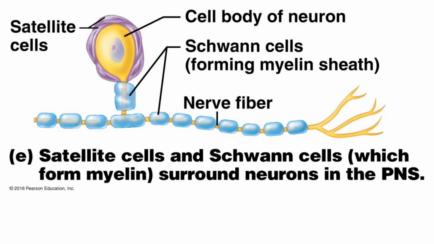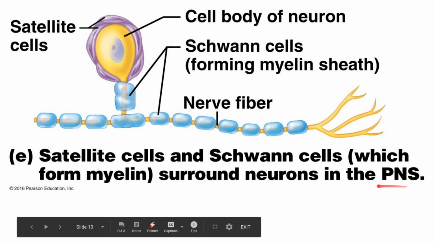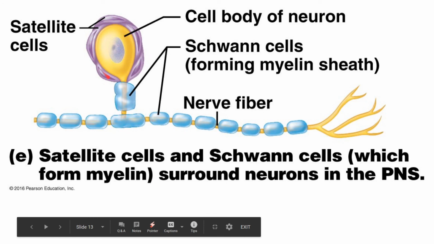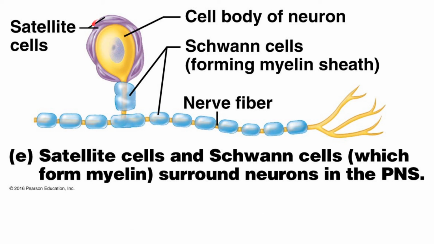Now we're going to talk about the cells in the peripheral nervous system, which consists of the cranial nerves and the spinal nerves. So satellite cells are up here. They're these purple cells that are surrounding the cell body of a neuron. And we think they're pretty similar to astrocytes. So they're doing a lot of supporting and scaffolding of neurons.